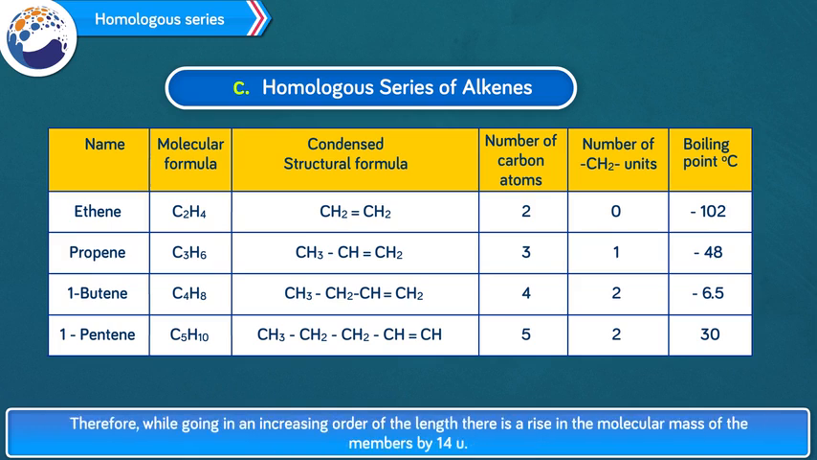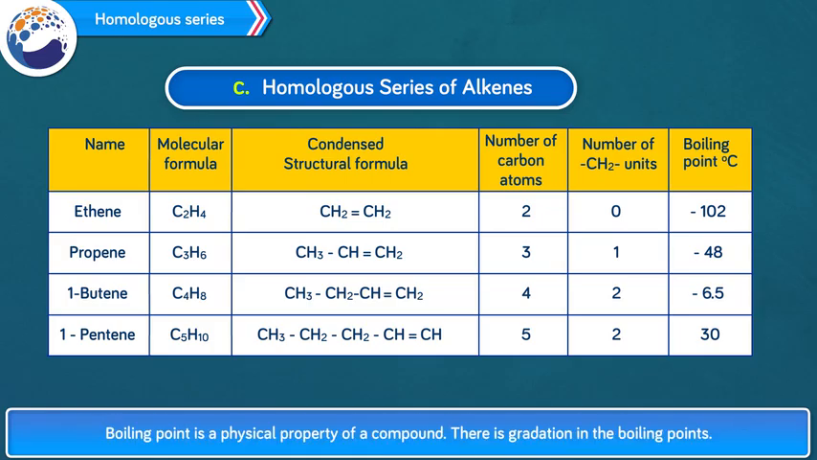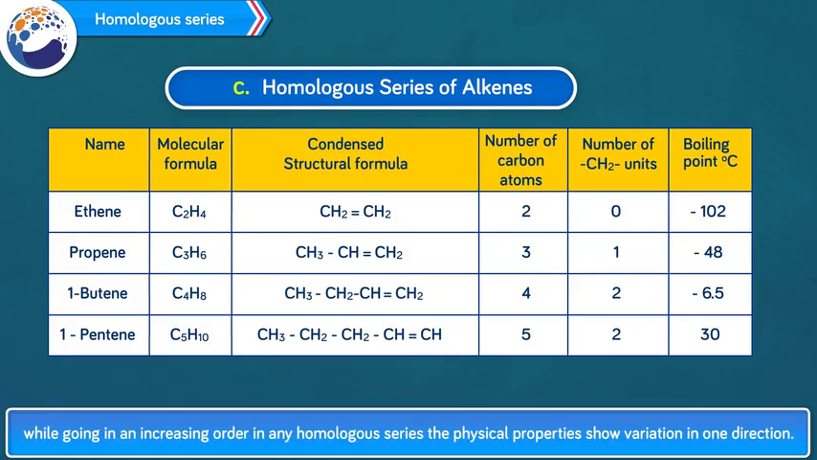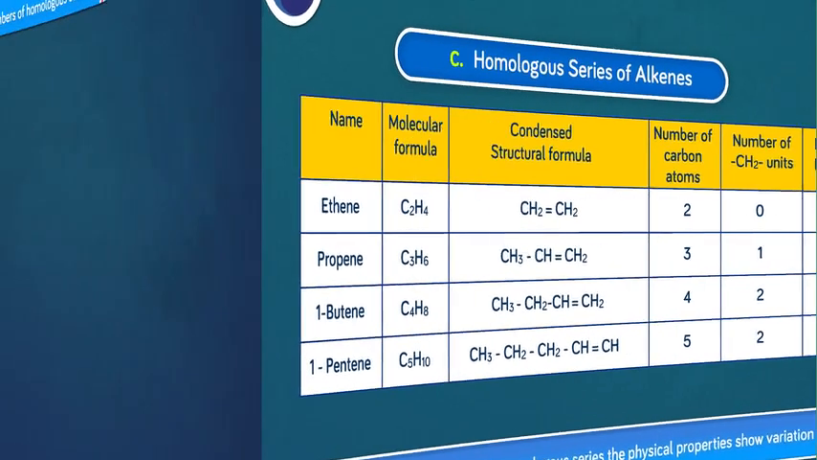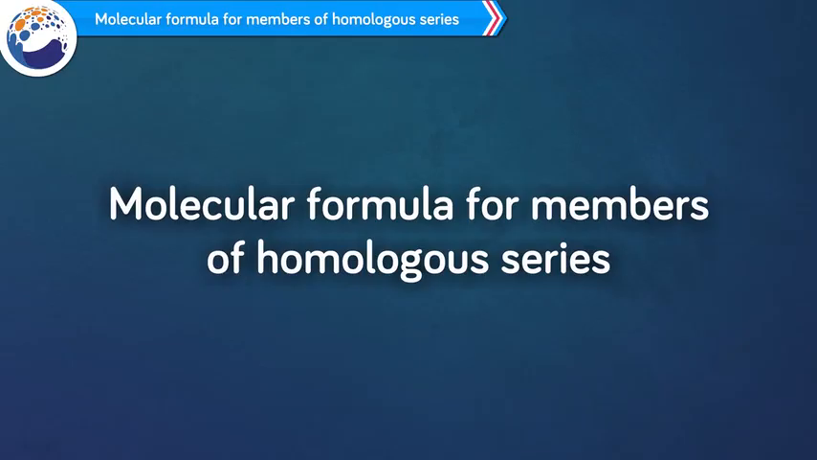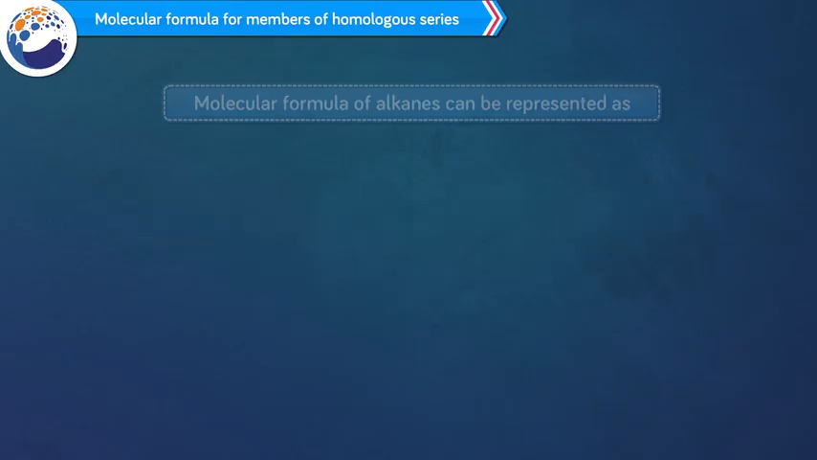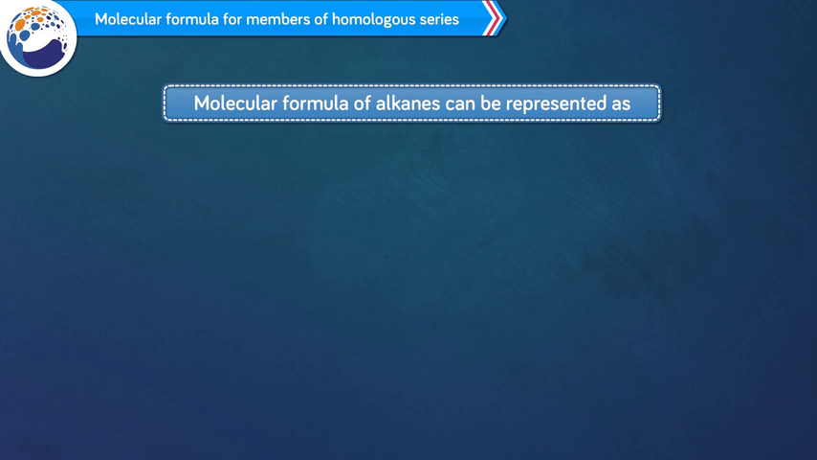Molecular mass increases by 14 units. Number of carbon atoms increases by 1. 2. Chemical properties of members of a homologous series show similarity. 3. All the members of a homologous series can be represented by the same general molecular formula. Molecular formula of alkanes can be represented as CnH2n+2.